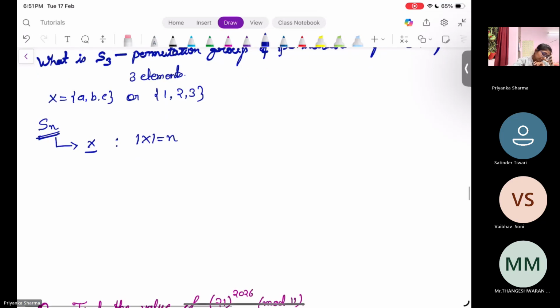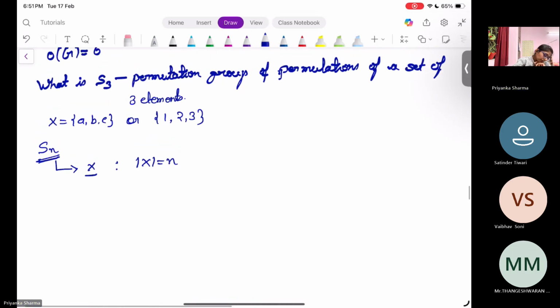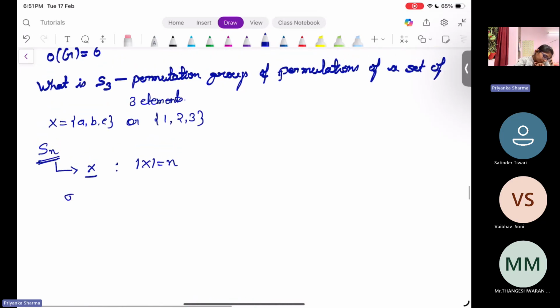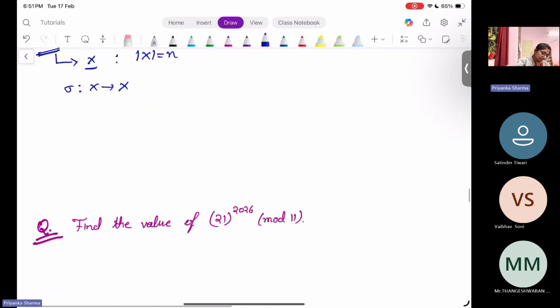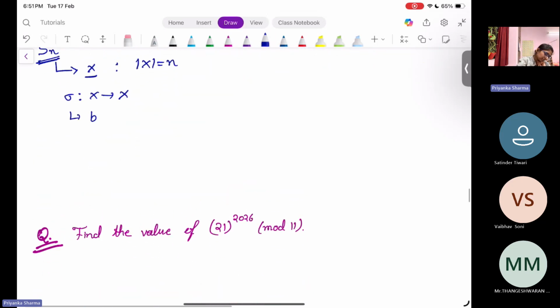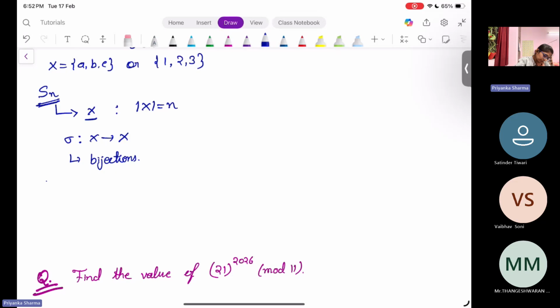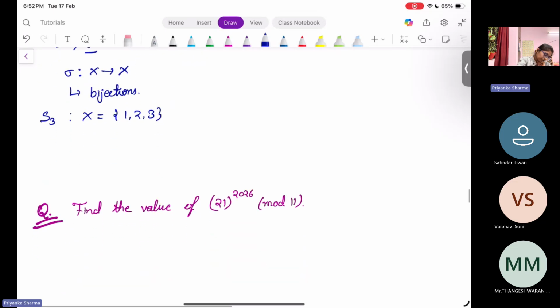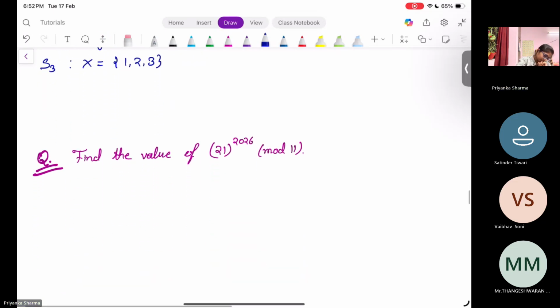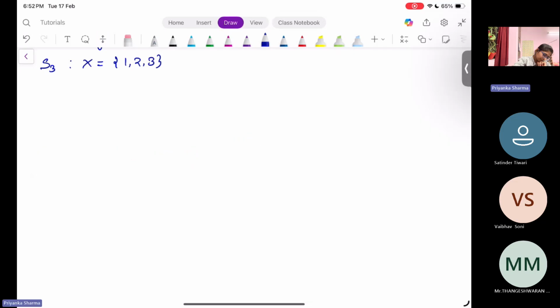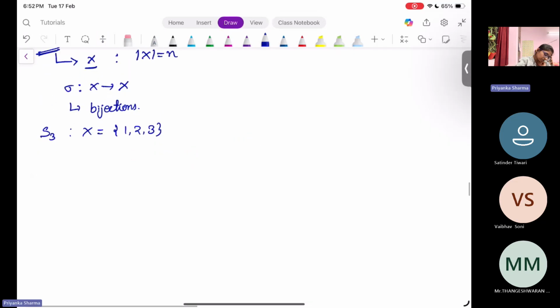Now what to do? We define the permutations from X to X. Permutations means actually bijections. For example, in S3, we are taking X as 1, 2, and 3. Then we need to define all permutations.